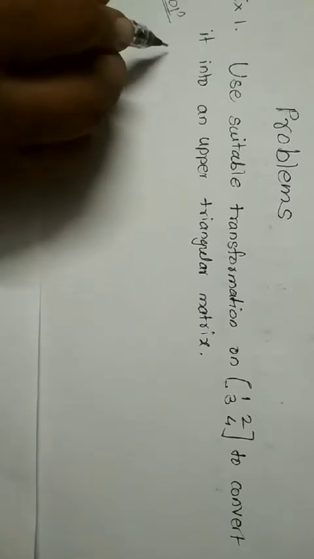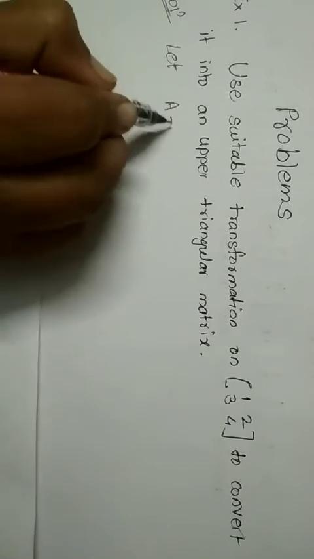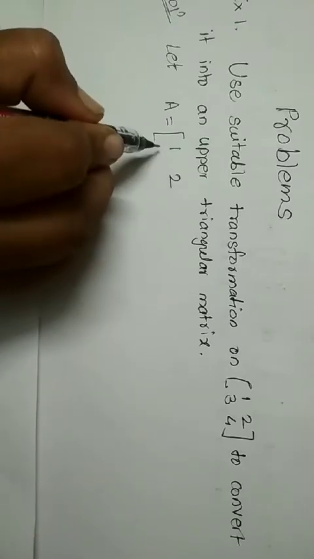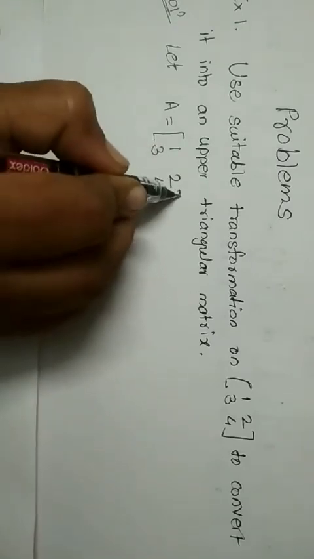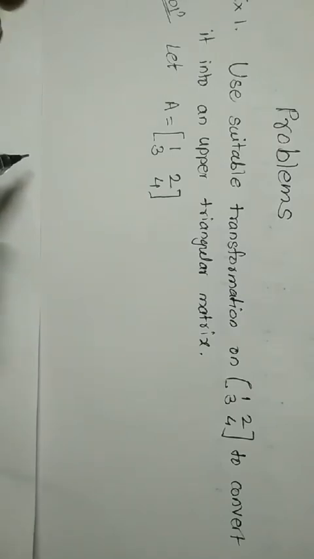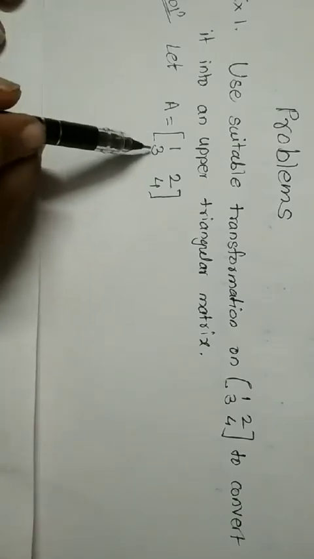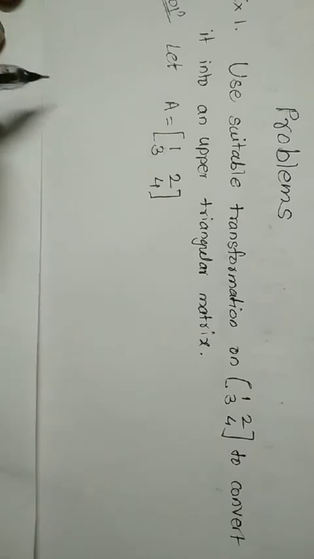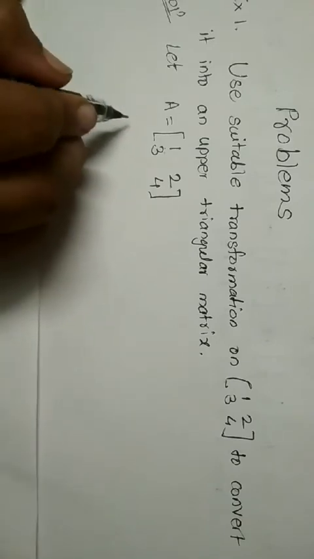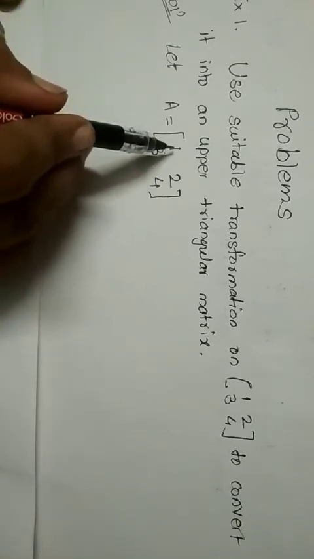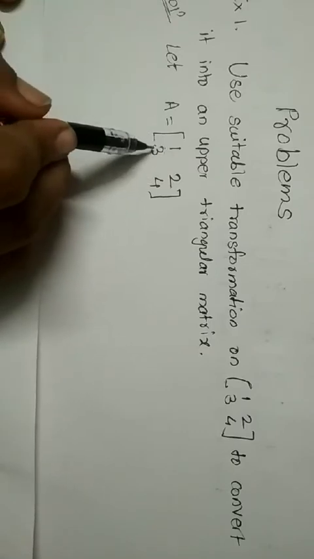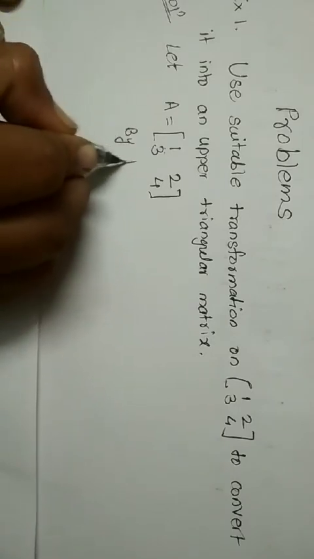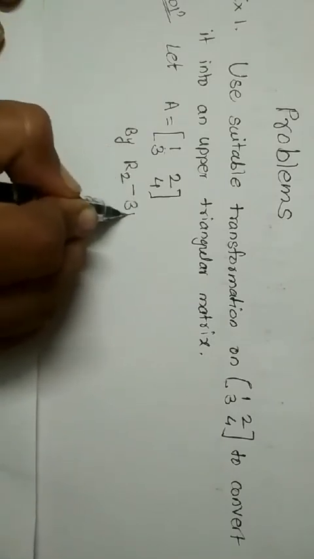So first of all, we denote the given matrix by A. So let A be the given 2 by 2 matrix 1, 2, 3, 4. Now to reduce it to the upper triangular matrix, we must reduce this element 3 to 0. Since 1 is at the 1, 1 place, I can easily reduce it to 0 using the row transformation R2 minus 3 R1.